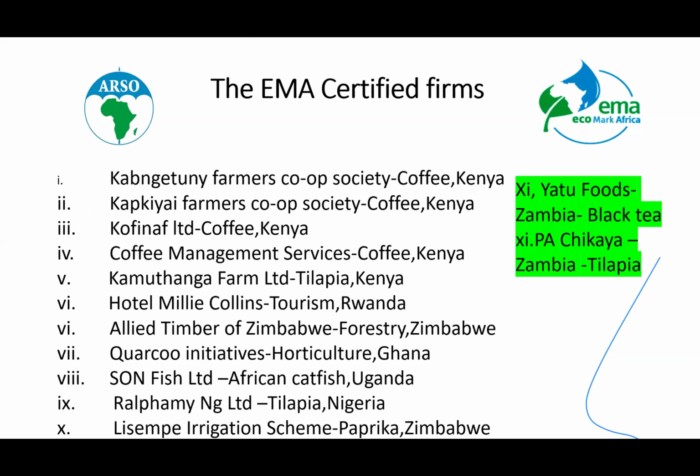Some of the companies that have been awarded EcoMark are listed there: Kapungtuni, Kapkiai, CoffeeNav, Coffee Management System, all the way. Some are in Kenya, others are in Rwanda, like Hotel Miri Collins, Allied and Tiba in Zimbabwe, Kwaku in Ghana, SON in Uganda, Laufame in Nigeria, Lisempe Irrigation, which is in Zimbabwe. And recently, that was in October, we had Yatu Foods in Zambia dealing with black coffee, and PA Shakaya dealing with tilapia. They actually give those fingerlings for production of tilapia.